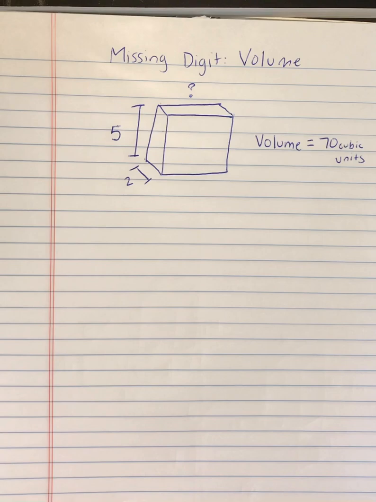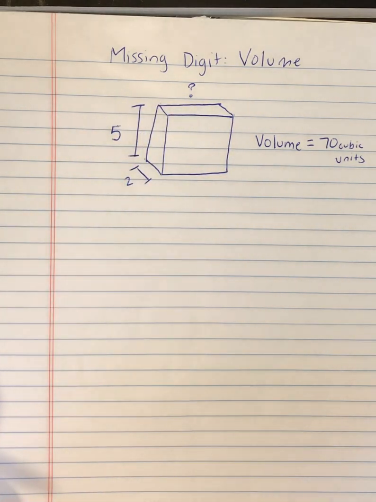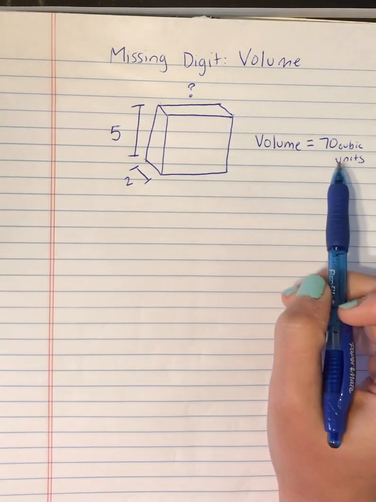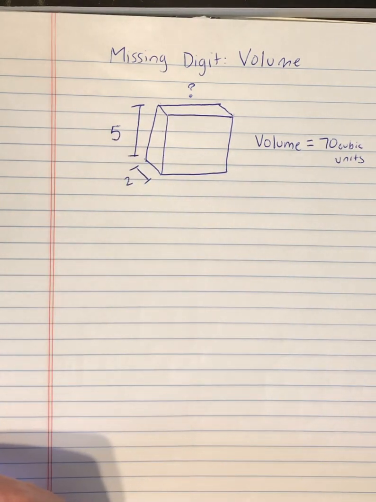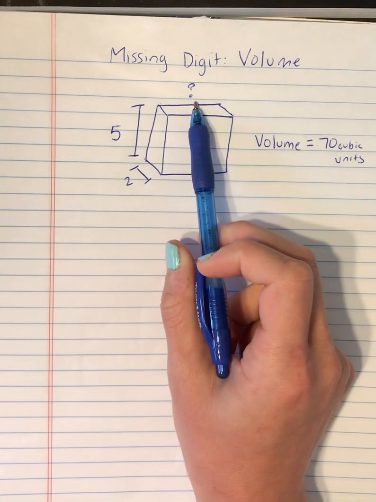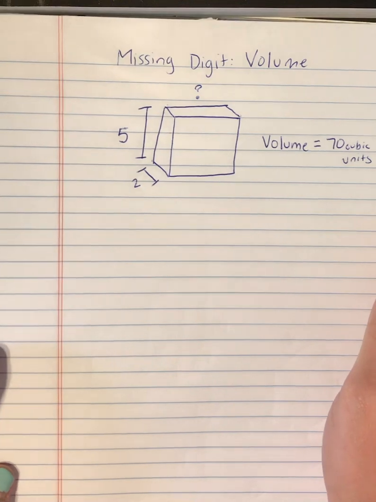But anyway, today we are doing volume. We're going to focus on the missing digit. So in these types of problems, we are given the volume and two of our dimensions in our rectangular prism. So we are missing one of the dimensions. So let's talk about a couple of ways to solve these.